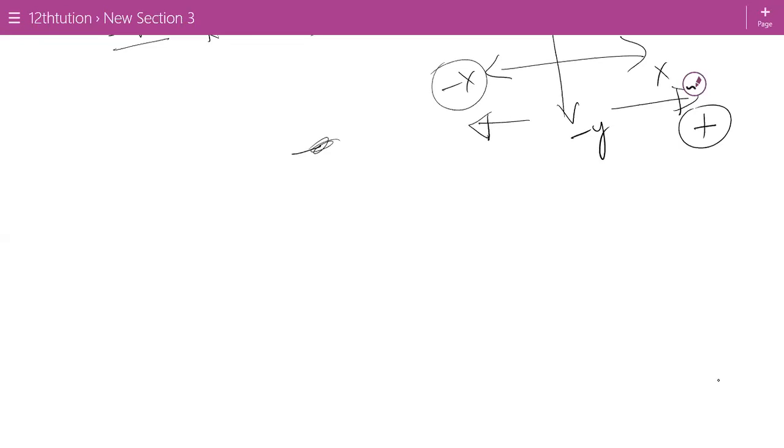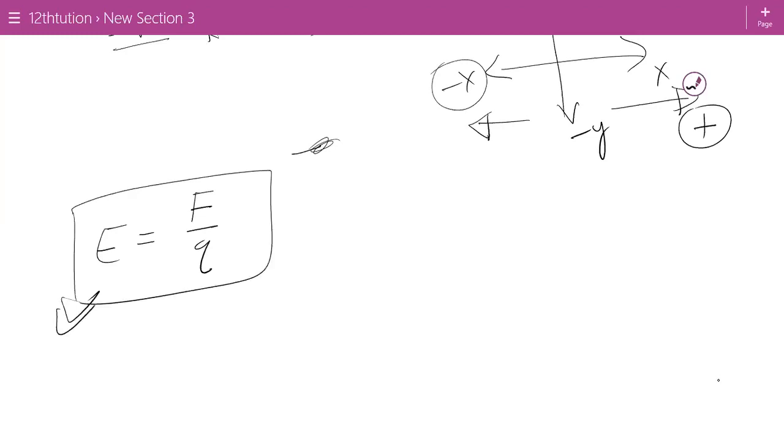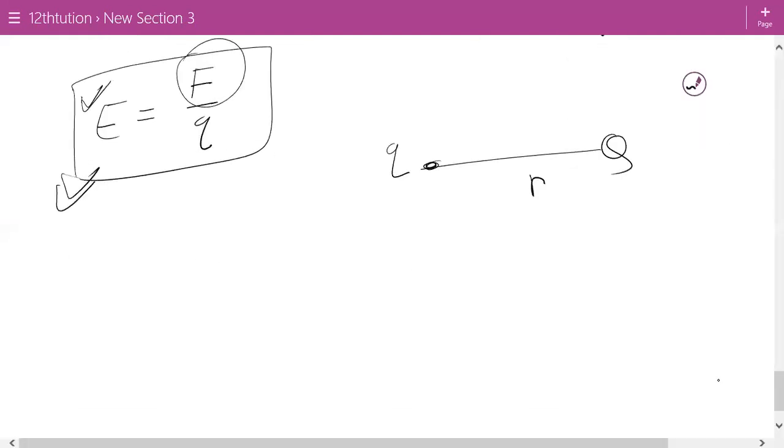So we were discussing electric field. I defined electric field as force divided by charge, and then using this formula, we know the force between two charges. So using this formula, we will calculate the electric field due to a point charge. For example, this is a point charge capital Q, and there is a small q charge, and the distance is r. So it is very simple. And these are vector quantities. Electric field and force, both are vector quantities.